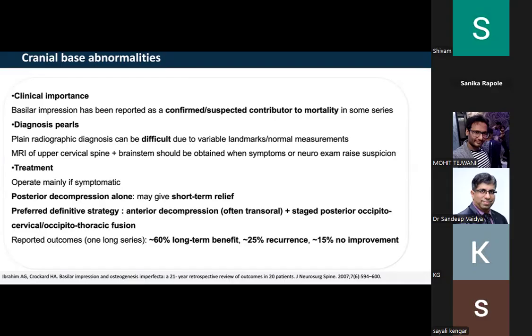Sometimes we could do staged procedures. So there is this 21-year retrospective review of 20 patients, wherein they found that 60% of them had a long-term good benefit, 25% had a recurrence, and 15% showed no improvement at all.